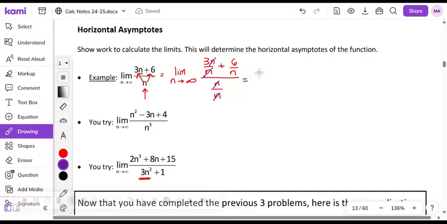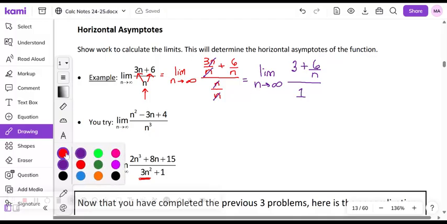So I'm going to do a little rewrite, and later on you probably won't have to write this so many times, but for now it's good to do. We are left with 3 plus 6 over n, all divided by 1. So now I want you to think about this. If n is approaching infinity, if we were to put, say, a 1 here, this would be 6 over 1. But let's put a bigger number in here, like 10. Now it's 0.6. If we put 100 in there, it's 0.06.